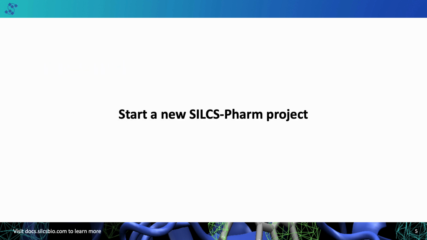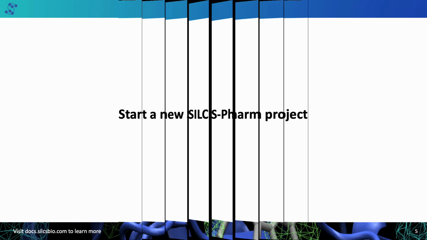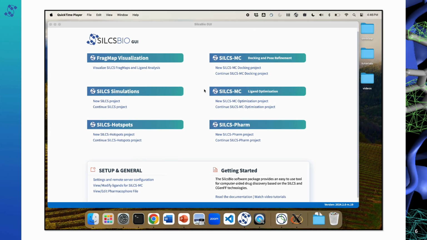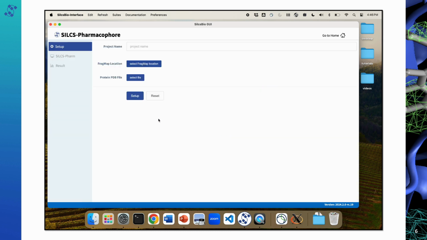Let's start a new SILCS-Pharm project. Hopefully you have generated the SILCS frag maps for your target. If not, you will have to get those using the SILCS simulations module before moving forward. Now we'll go to the SILCS-Pharm section on the right bottom and click on New SILCS-Pharm project.